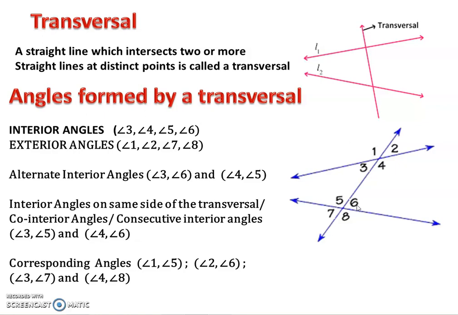The next is corresponding angles, that is angle 1 and angle 5, these are corresponding angles. Also angle 2 and angle 6. Then we have another pair, that is angle 3 and angle 7 and angle 4 and angle 8. These are sets of corresponding angles.